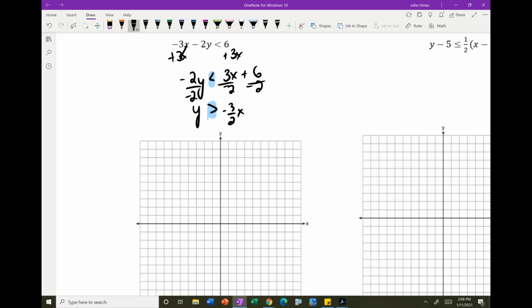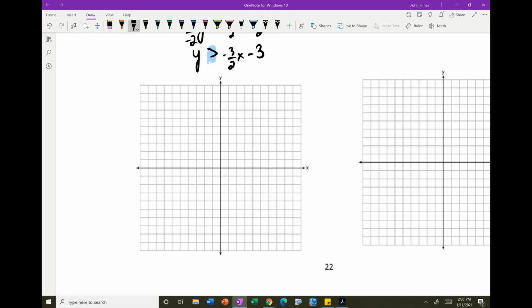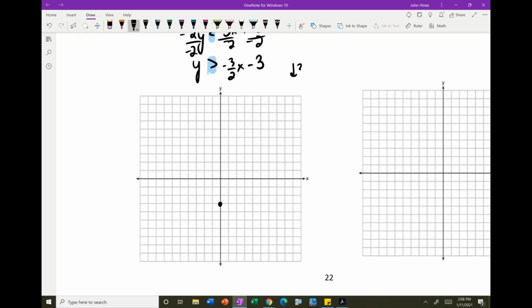Y is greater than negative 3 over 2x minus 3. Start at negative 3. 1, 2, 3. And then from there, I have a slope of down 3, right 2. Down 3, 1, 2, 3, right 2. Or up 3, left 2.